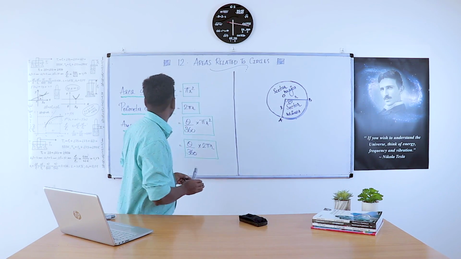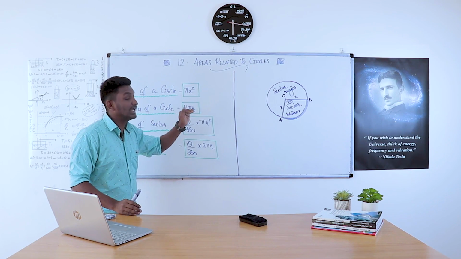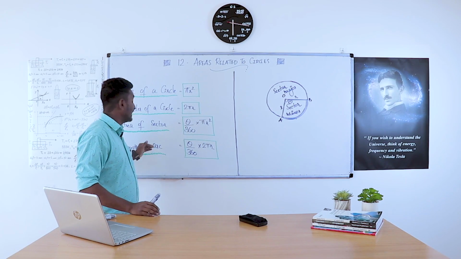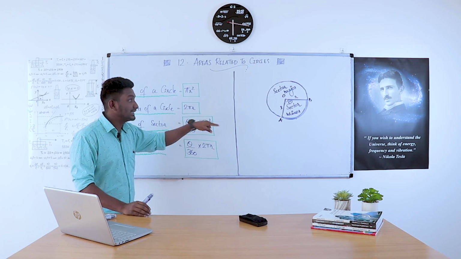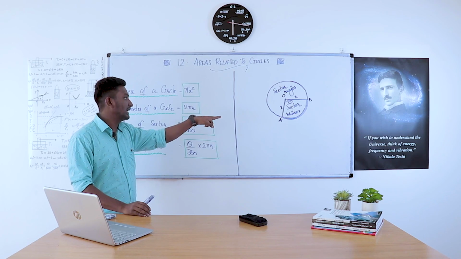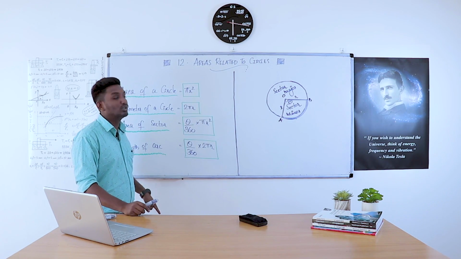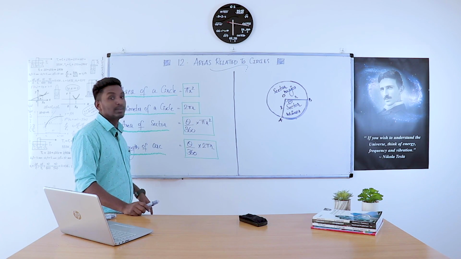Which are the equations? Area of a sector of central angle theta is theta by 360 into pi r square. Length of arc in a sector of central angle theta, that is, if here in this figure, the length of arc AB, is theta by 360 into 2 pi r.